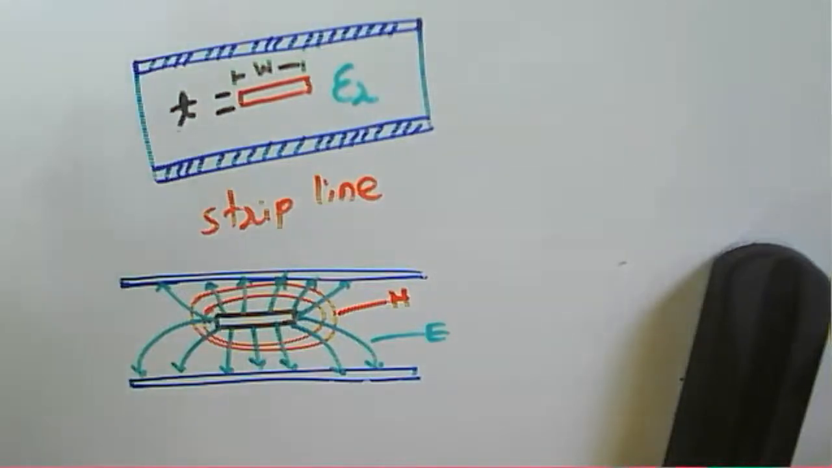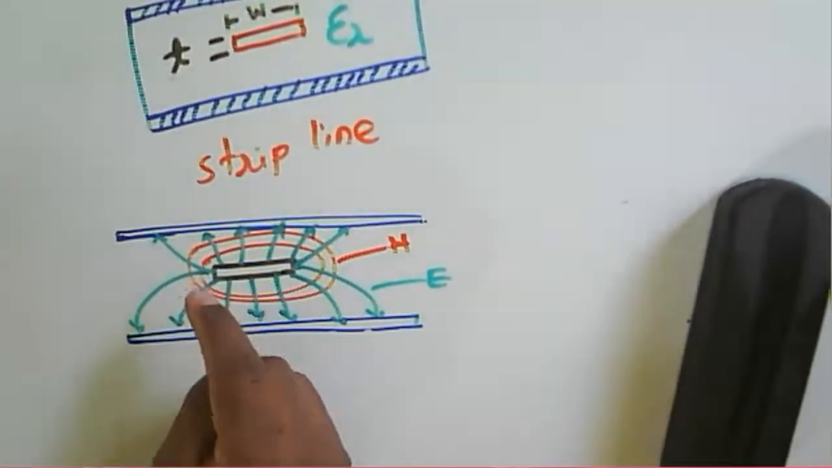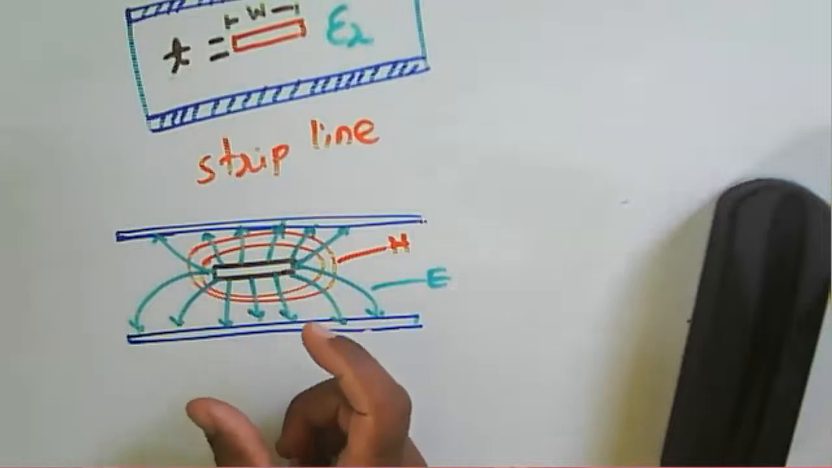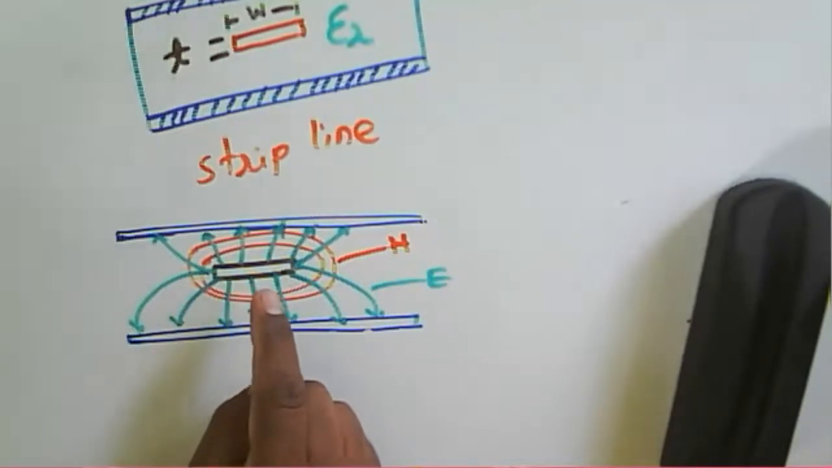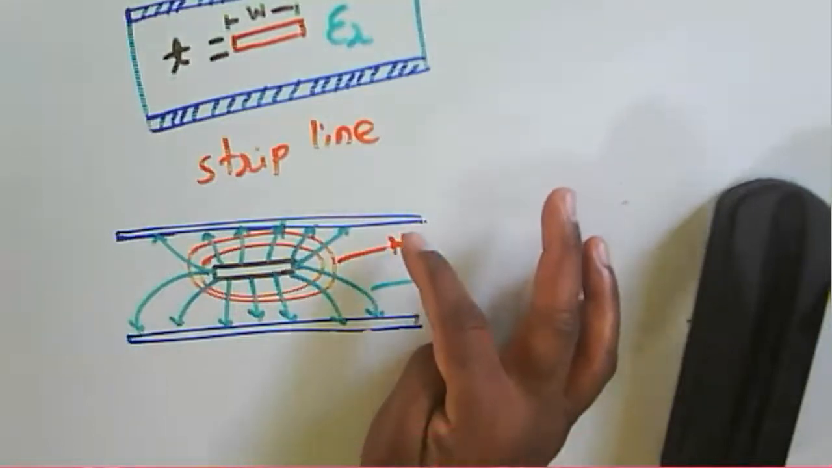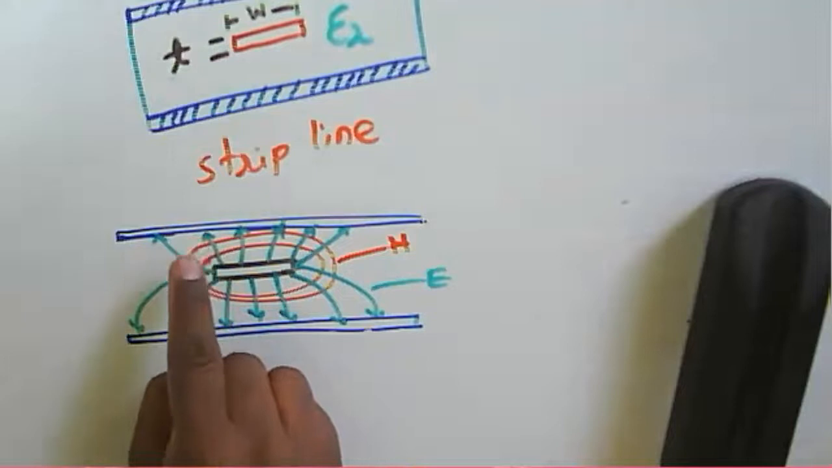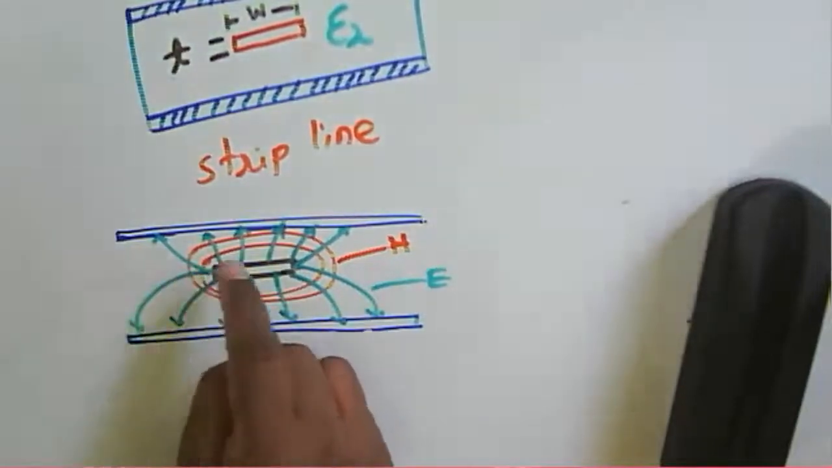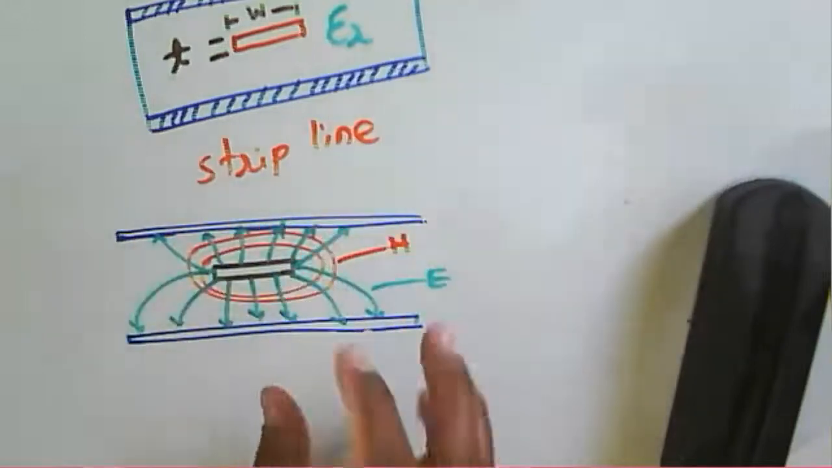Now here, if you consider this particular line, it has three layers. One is the conductor, the inner conductor, or we can say the main conductor, and the other two conductors are the ground conductors. In between the main conductor and the ground conductors there will be a substrate with permittivity epsilon r, that is the substrate.